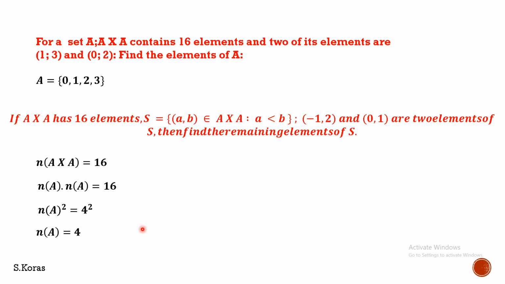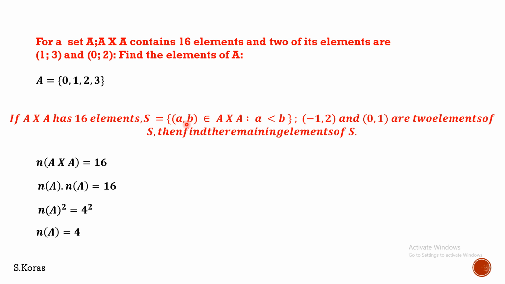S is nothing but a subset, or the elements of S are taken only from A cross A. So the set A has only 4 elements. A cross A has 16 elements. Out of the 16 elements, only some are taken for S. Right. Now what will be the 4 elements?